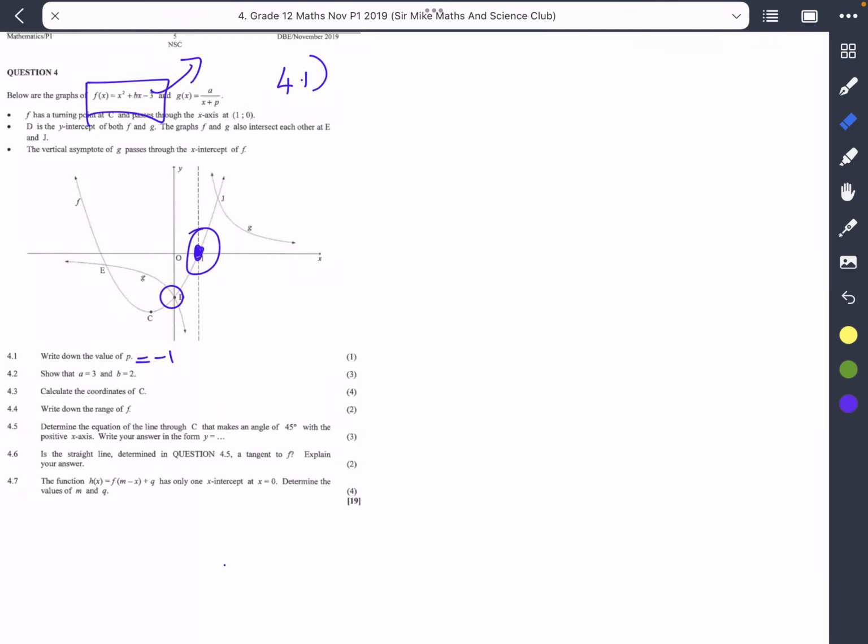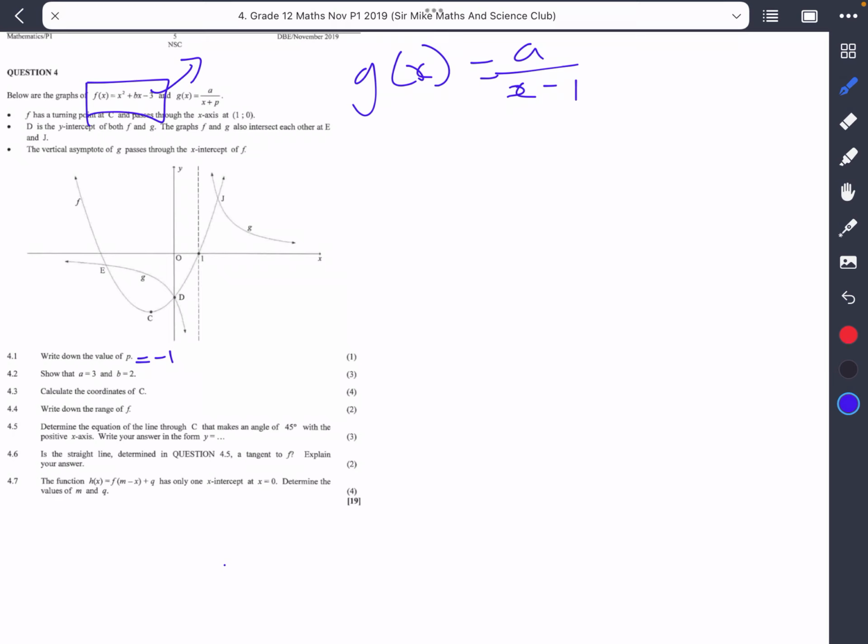So to find the value of a, remember we also know point D, right? I'm going to substitute that point D, because it is also on that g of x graph. Remember the equation is given as g of x equals a over x minus p, and we found the value of p to be negative 1, so it would be a over x minus 1.